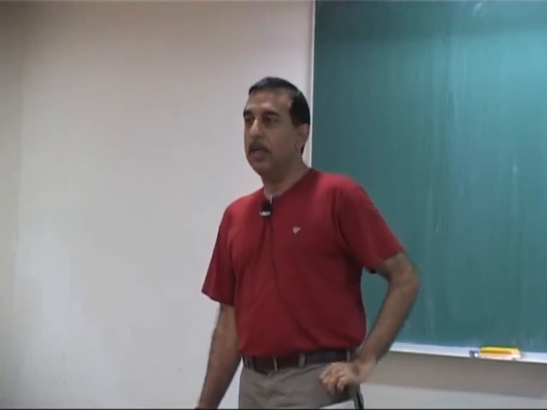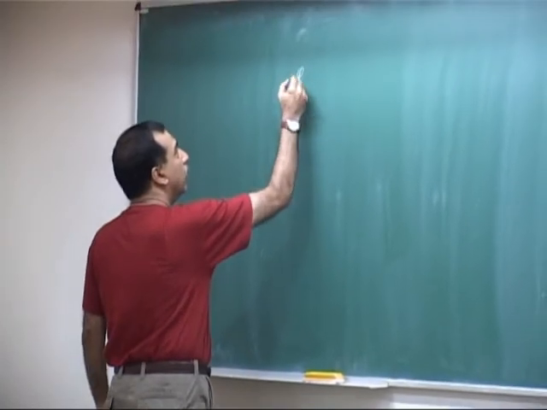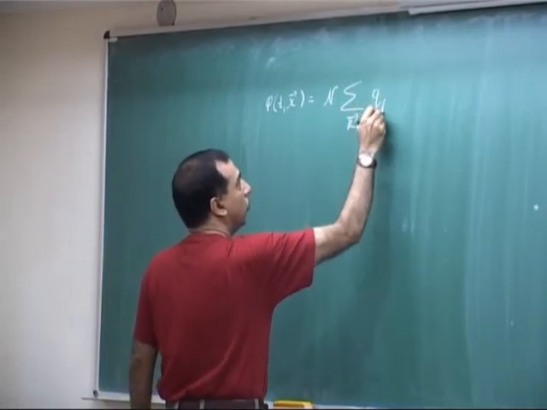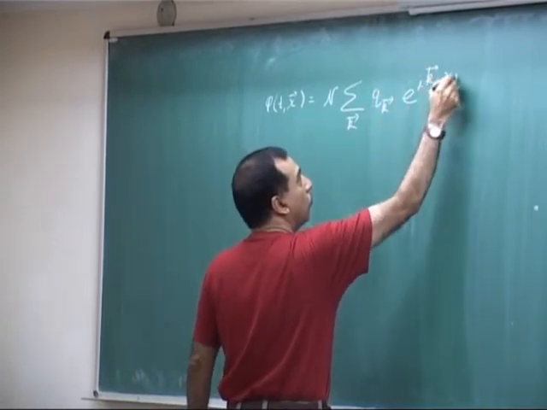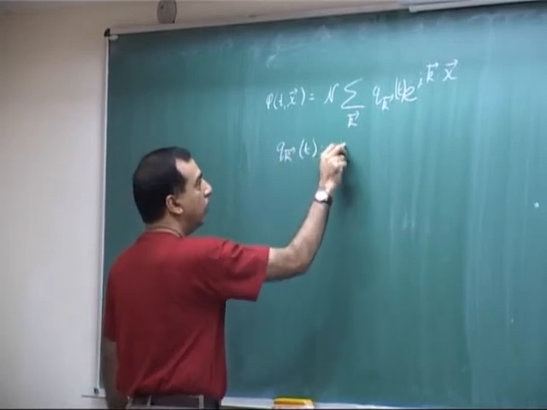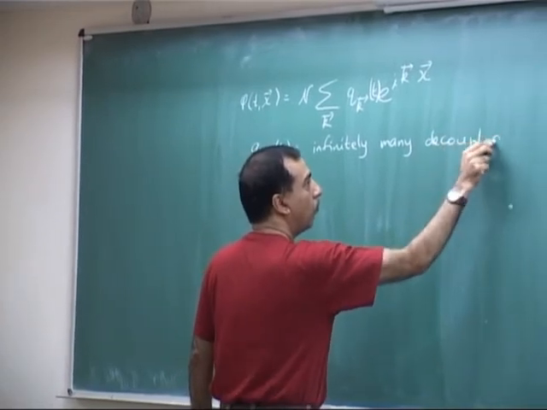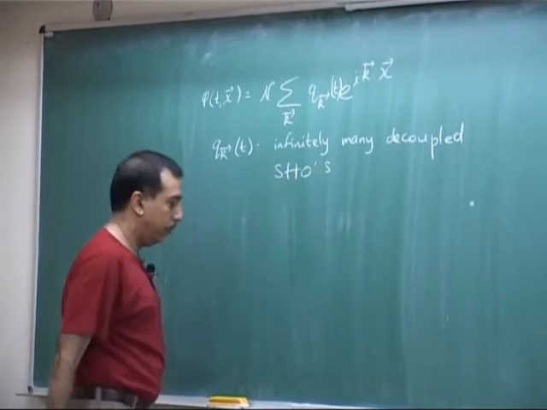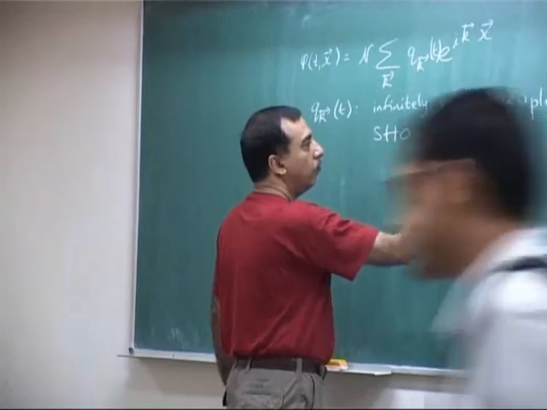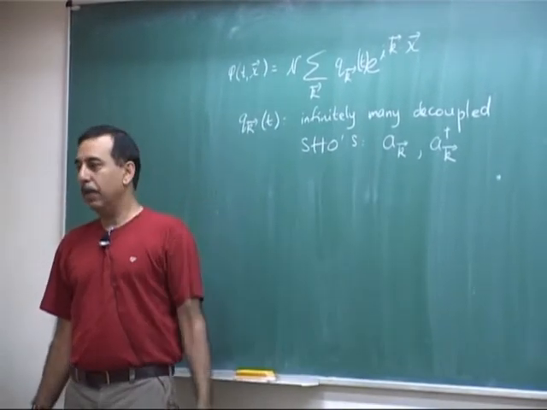Anyway, yesterday what we did was to try and convert the Klein-Gordon field into its modes, Q_k. We started with phi of t and x, and we basically expanded it over k. And then we found that Q_k of t describe infinitely many decoupled simple harmonic oscillators. And these oscillators have operators like this associated with them, which raise and lower the energy.